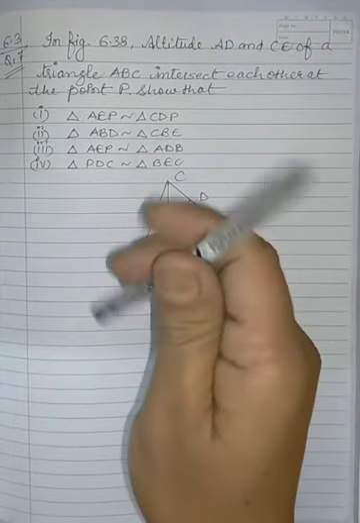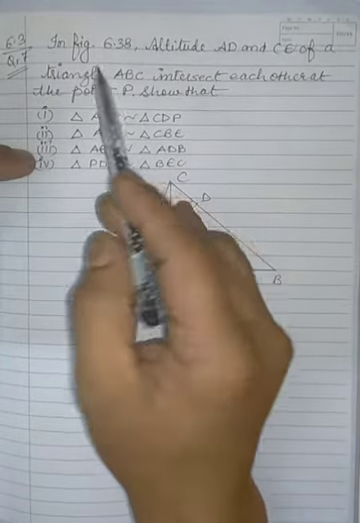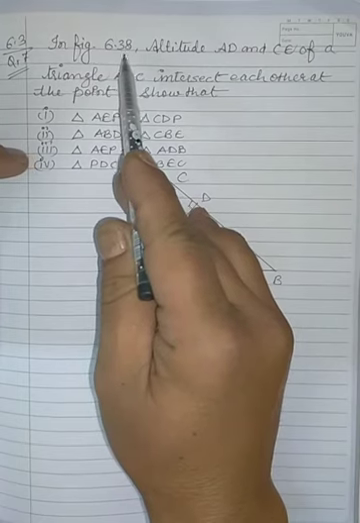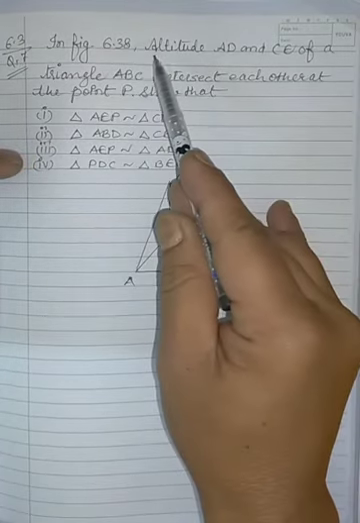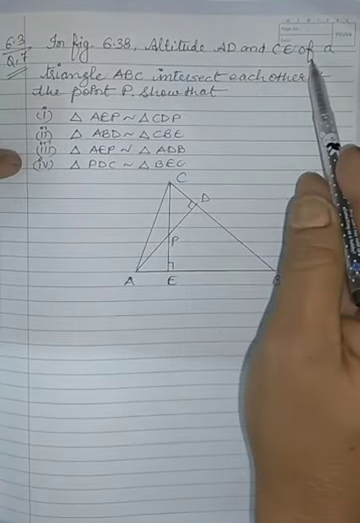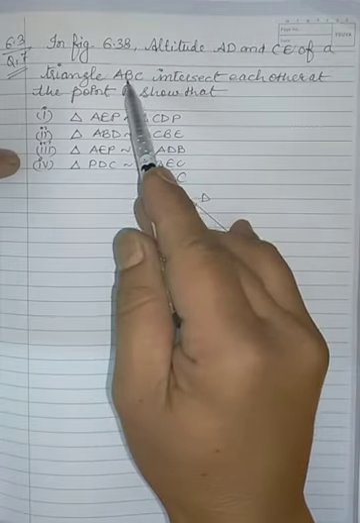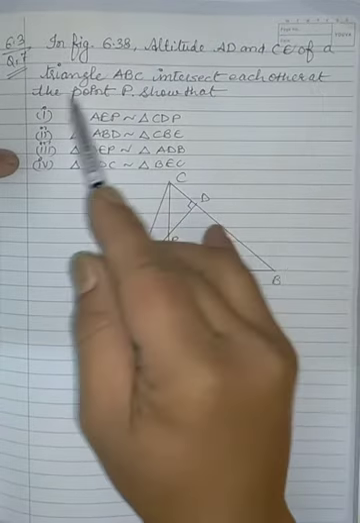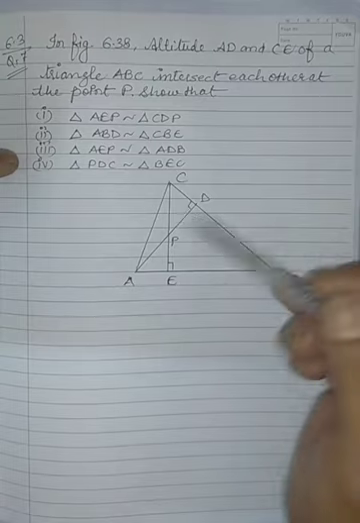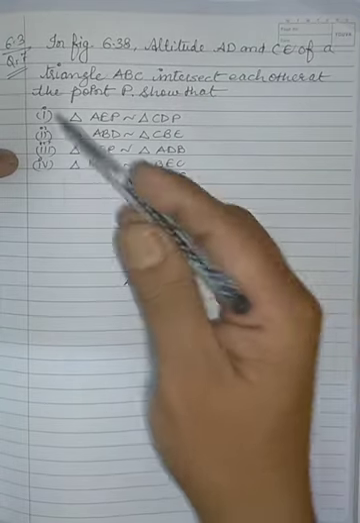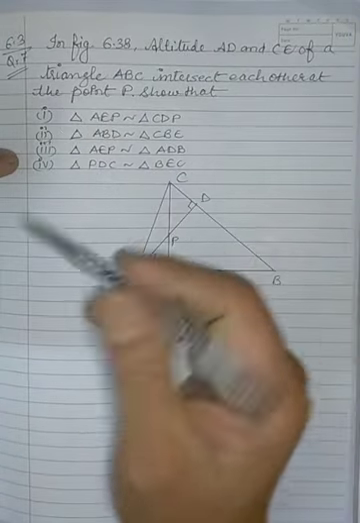Exercise 6.3, question number 7. In figure 6.38 of the NCERT book, altitudes AD and CE of triangle ABC intersect each other at point P. Show that: now there are 4 parts we have to show.